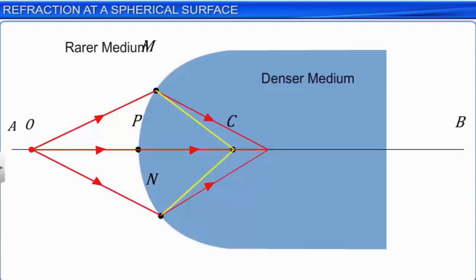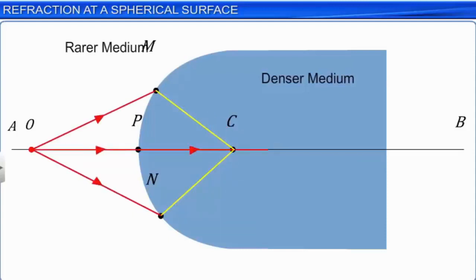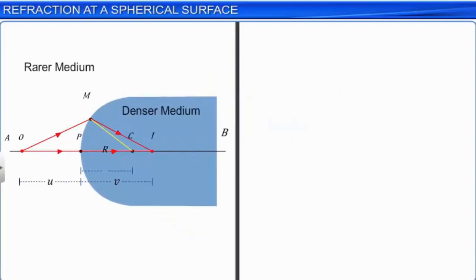Here, PO is the object distance U and PI is the image distance V. And if the radius of curvature is R, then PC is equal to R. Before we derive a relationship between the object distance and image distance, you need to know about the Cartesian sign convention we follow in case of refraction at a spherical surface. This is similar to the one you learned in the case of mirrors.